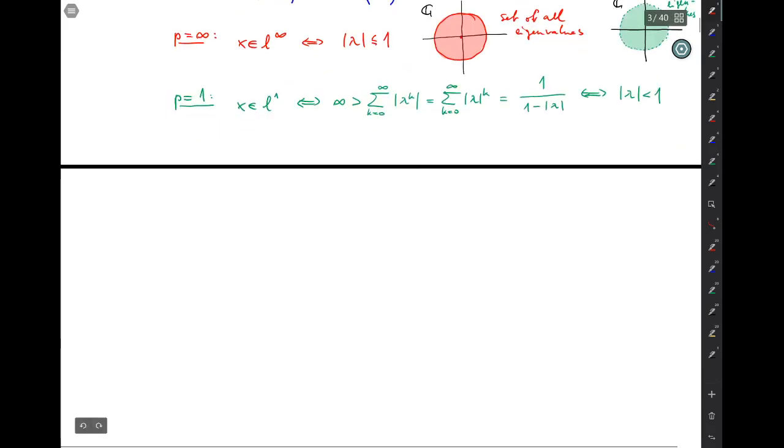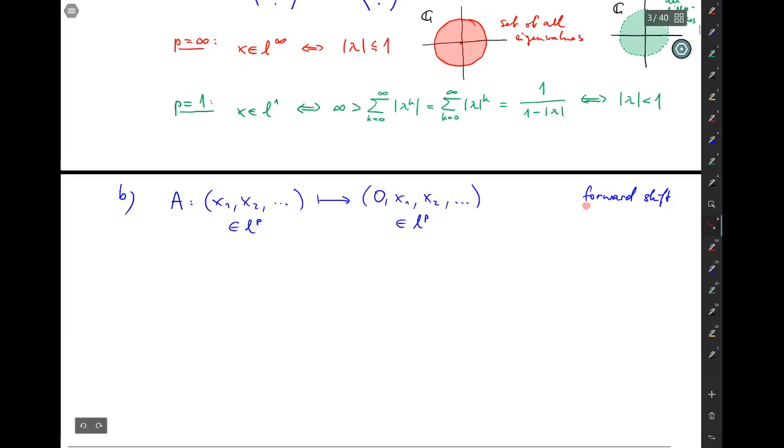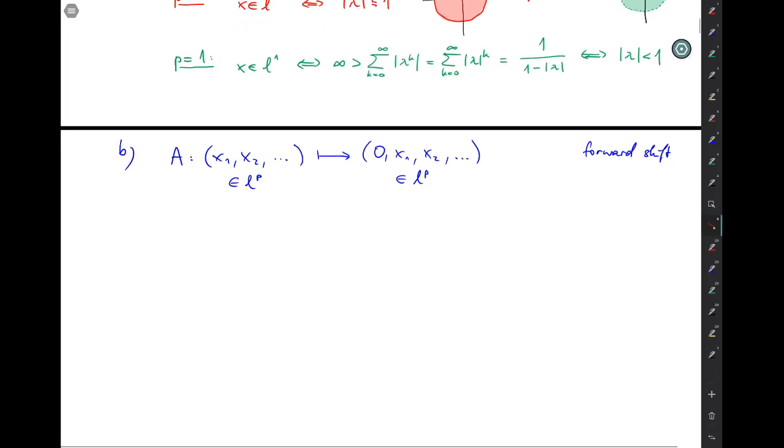Next example. So this time let's take the forward shift on LP. So you take your one-sided infinite vector and move it one position to the right. And in particular, you fill the empty slot here by a 0. Okay, let's again try and compute the eigenvalues. So let's write down Ax equals lambda x, and Ax is just this vector, and again we write it as a column. And again, lambda x is just lambda times this input vector here.